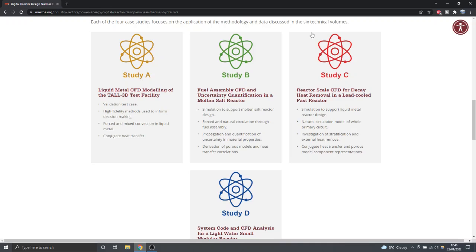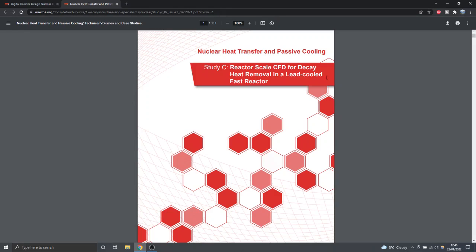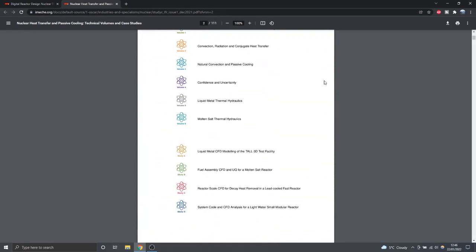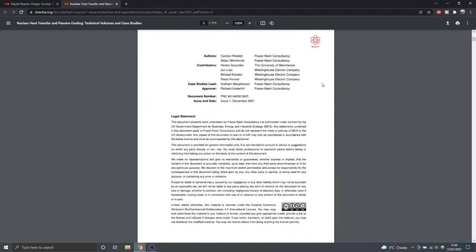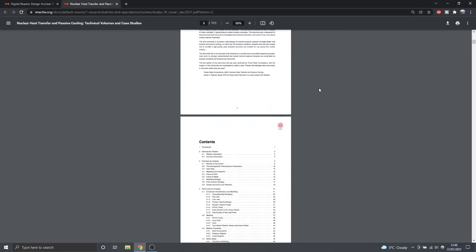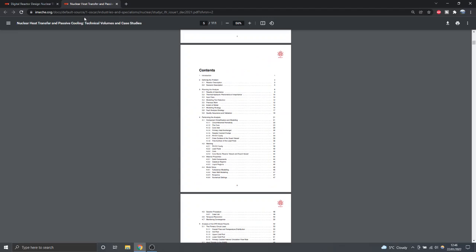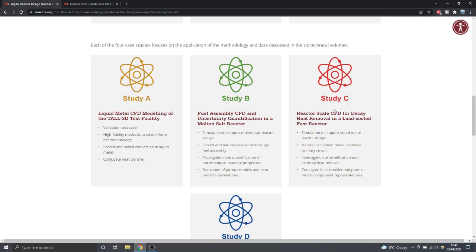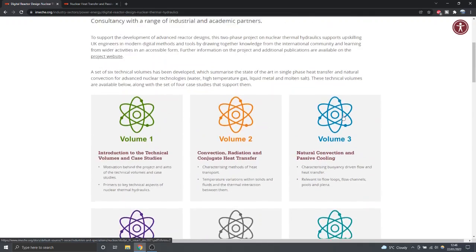And the study I'm going to be taking you through is study C, which is one that I was particularly involved with. So if you're on the website, you can just click the link on study C here, and that will load up the PDF document which describes all of the work that I was a part of. And in this talk today, I'm going to be going through this document in some detail to showcase some of the exciting work that I did on that case study.